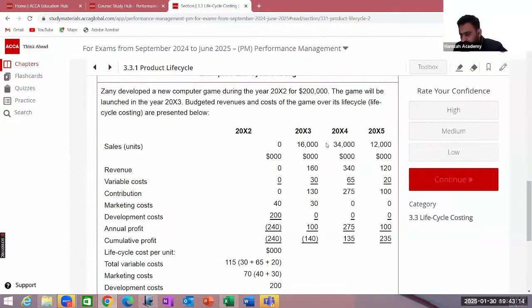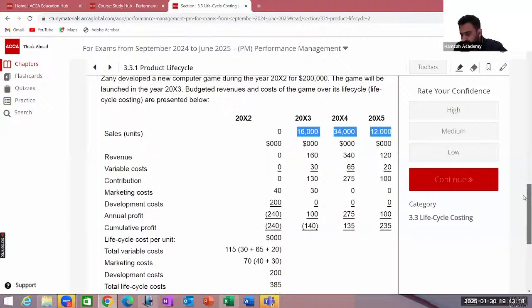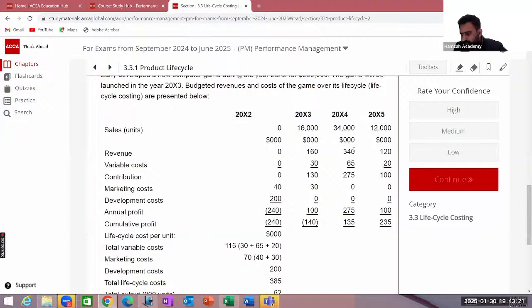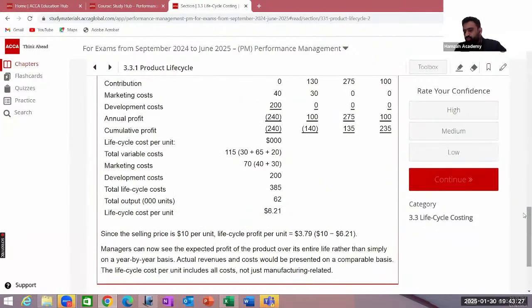These are the number of units: 16, 34, and 12. And 160, 340, and 120 is the total revenue. So $10 is the per unit price. So we are making 3.79 profit over the life cycle. And if we are making the profit over the life cycle, then we should go with the product, because the product is a profitable product.